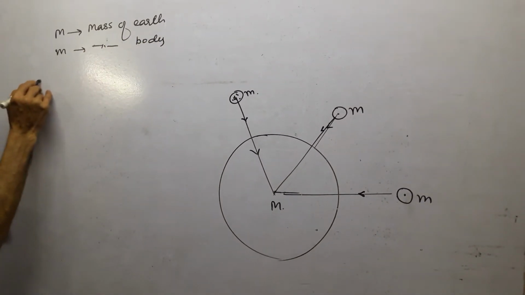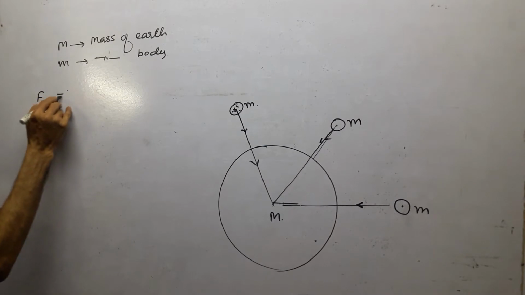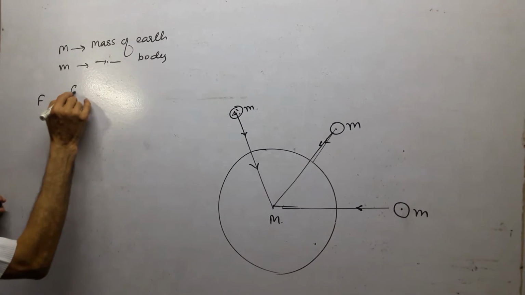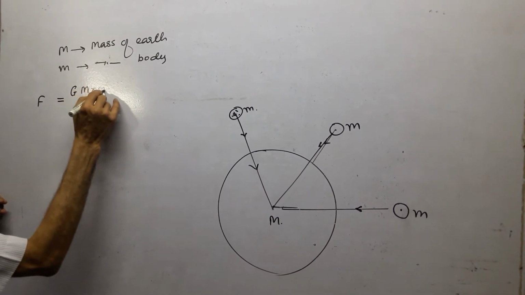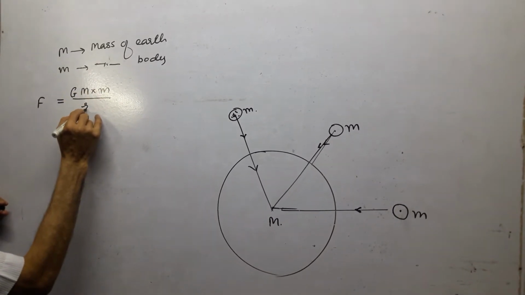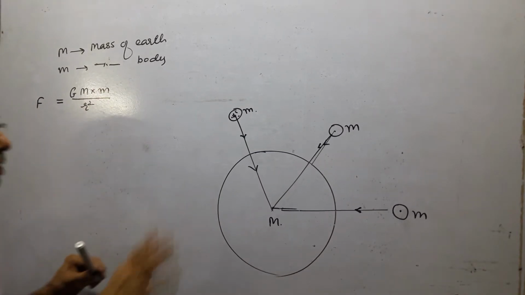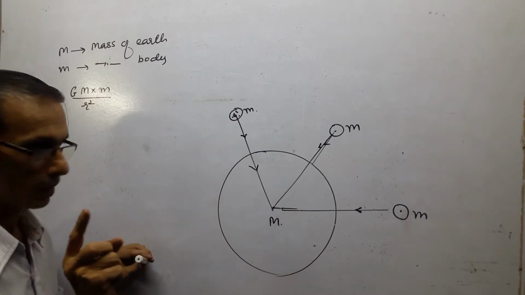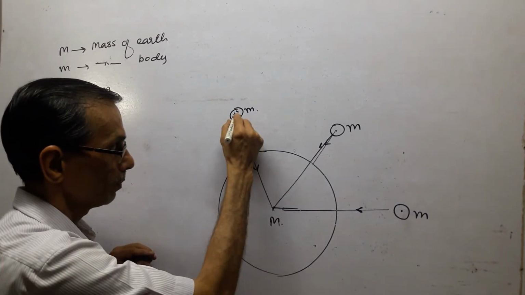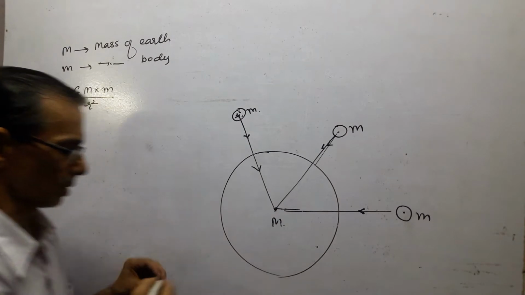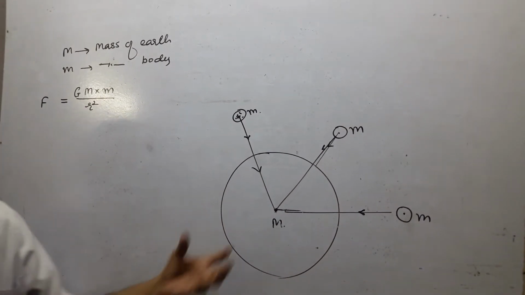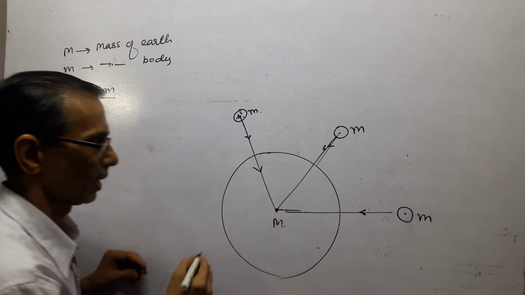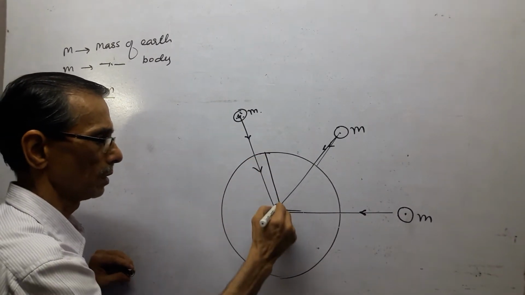Then according to Newton's law of gravity, the force between them is G into mass of the earth into mass of a body upon distance square. Now distance means from the body, not this distance, but from the center. Take note. The distance is the distance from the center of the body to the center of the earth, because the mass of gravity is situated at the center, and therefore this is the distance.